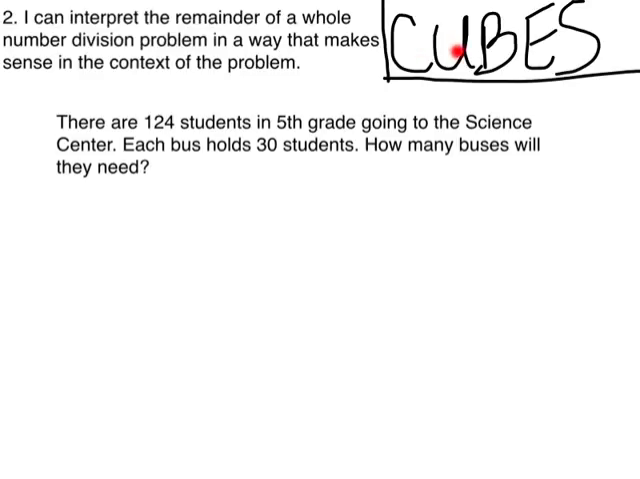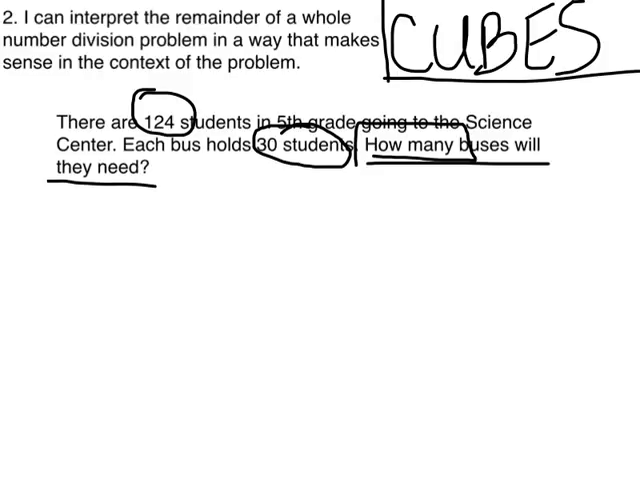Circle the numbers, underline the question, box in any math action words, evaluate what step should I take next, that's what the E stands for. Then the S is solve. So let's do that as we read. There are 124 students in 5th grade going to the Science Center. Each bus holds 30 students. How many buses will they need?